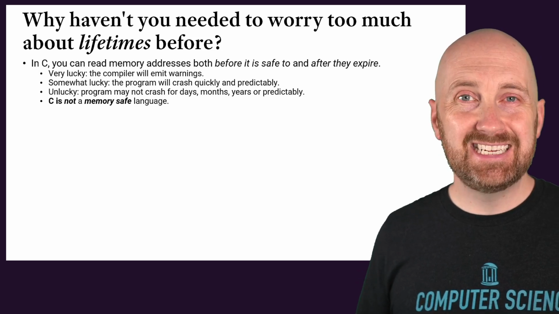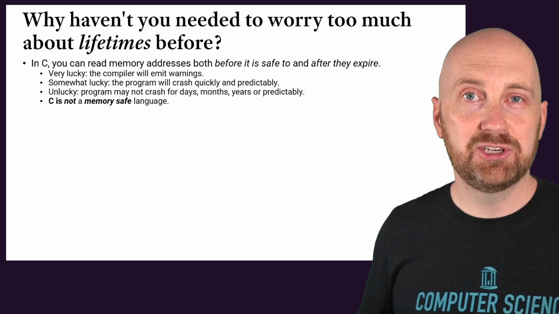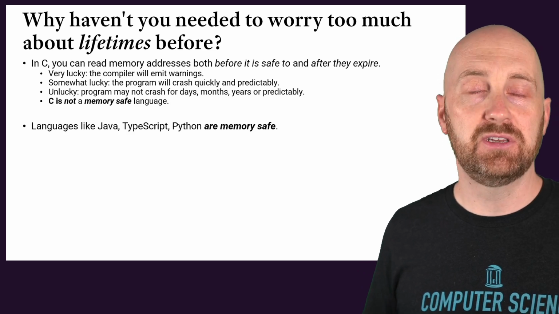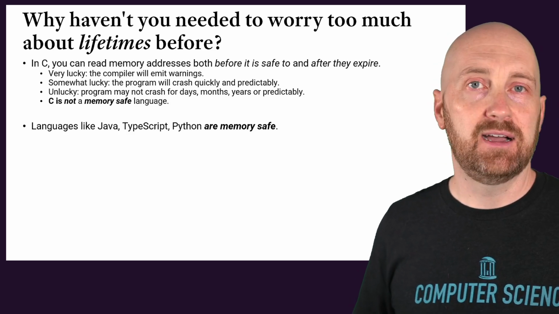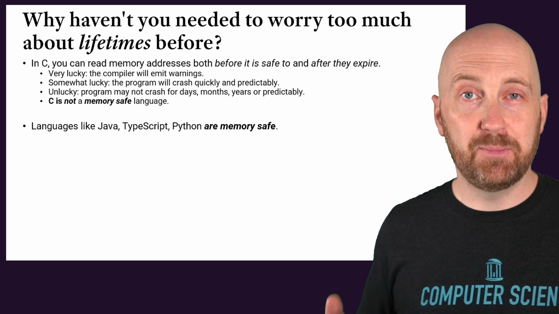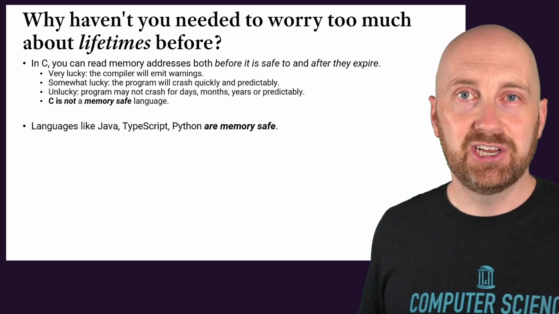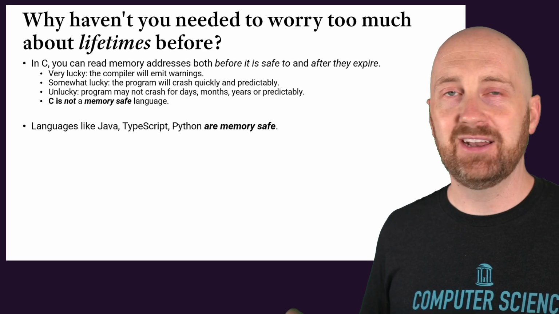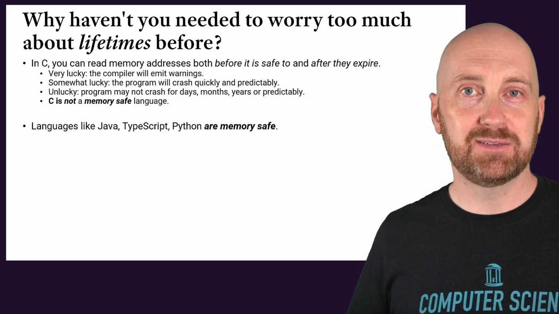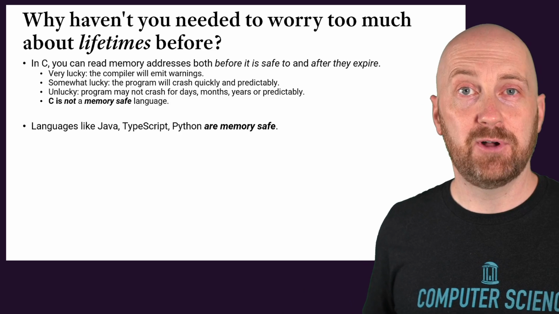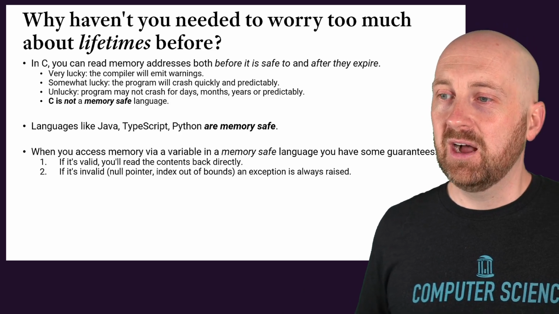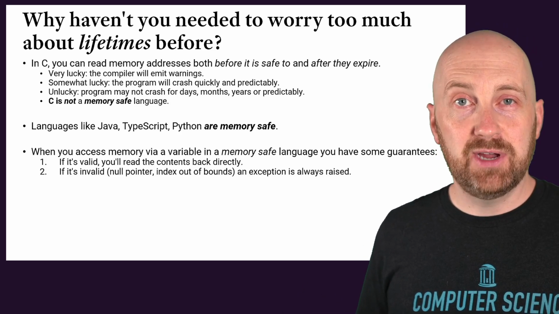C is not a memory safe language, as opposed to other languages that you have used, such as Java, TypeScript or JavaScript, and Python. These are memory safe languages that don't allow you to access uninitialized variables, that don't allow you to access something that's been deallocated and has fallen out of scope, right? With a memory safe language, you have some guarantees.